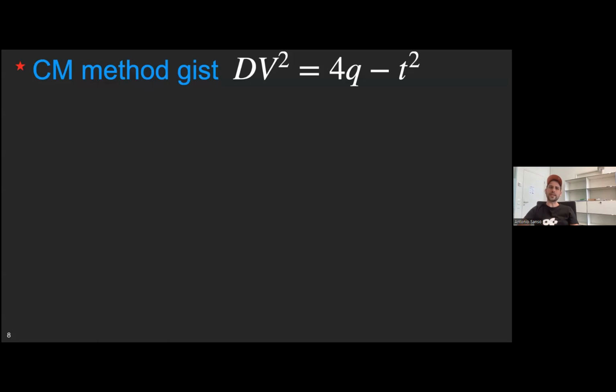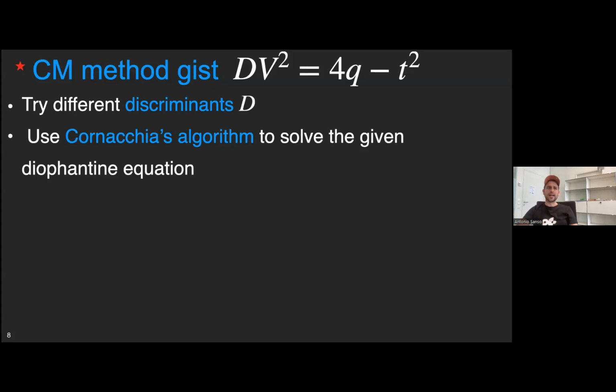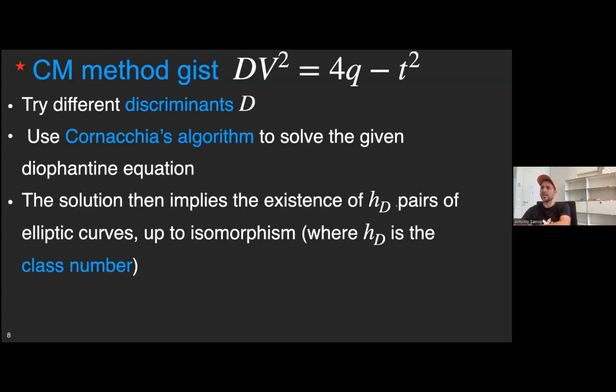So how does this method work? As said, we want to solve this Diophantine equation. The way to do it is to try different discriminants D, and we apply Cornacchia's algorithm until we find a solution. Cornacchia's algorithm is really efficient at finding solutions for this kind of Diophantine equation. And once we find a solution, this implies that we have H_D pairs of such curves that satisfy the equation.